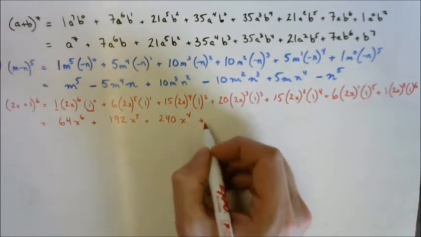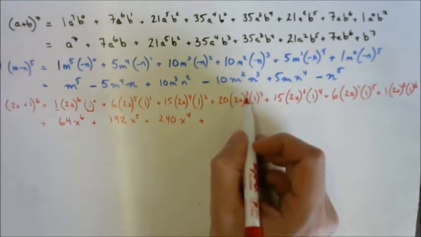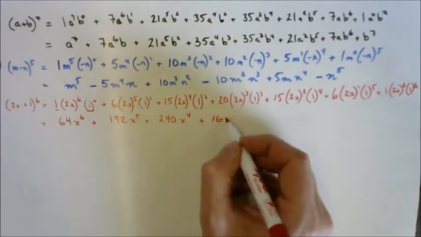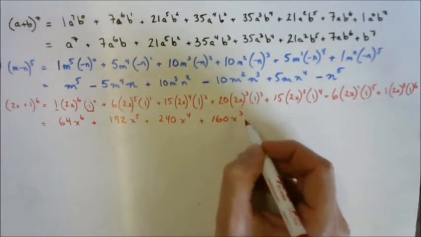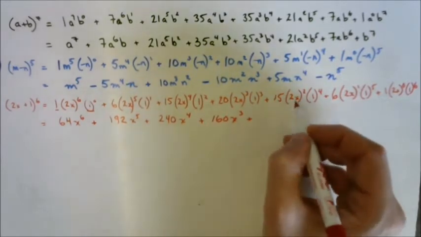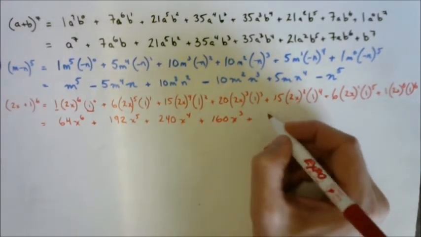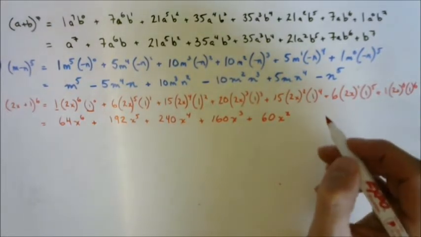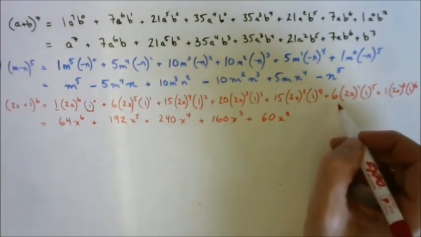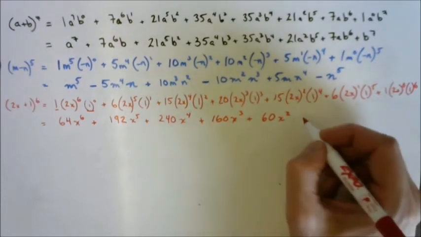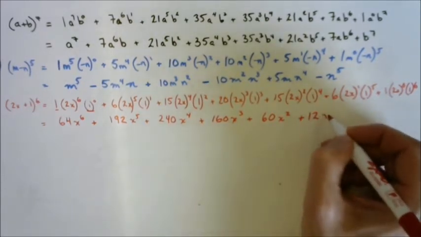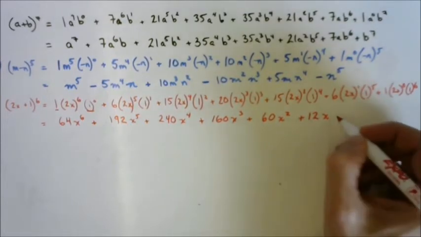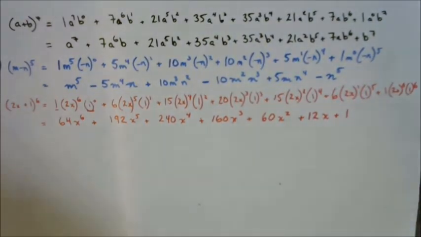Okay, 2 to the power of 3 is 8. 8 times 20 is 160, and we have 3 factors of x. 2 to the power of 2 is 4, 4 times 15 is 60, and we have 2 factors of x. 2 to the power of 1 is 2, times 6 is 12, and 1 factor of x. And then we have 1 times 1 times 1, which is just 1.